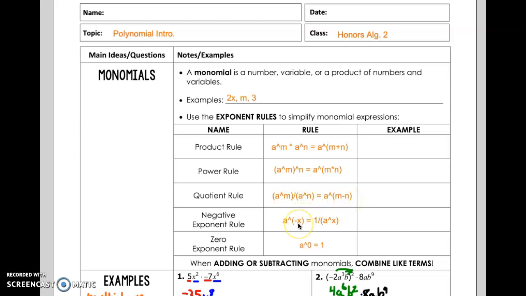A negative exponent, remember we talked about this recently in class before. If we have a to the negative x, we're going to move that whole term that has the negative exponent to the denominator. So we're going to rewrite that as 1 over a to the x. And then remember, a to the 0 equals 1. Okay? So you got to remember those rules.